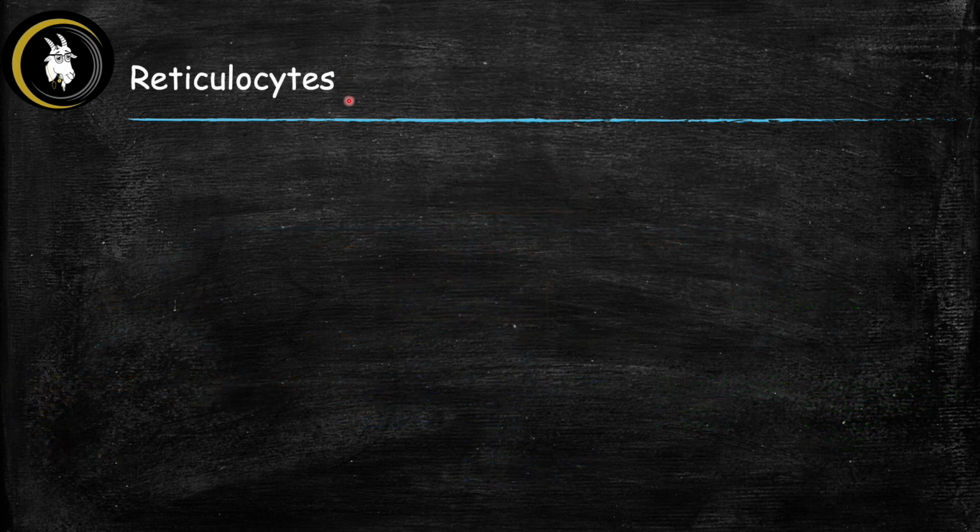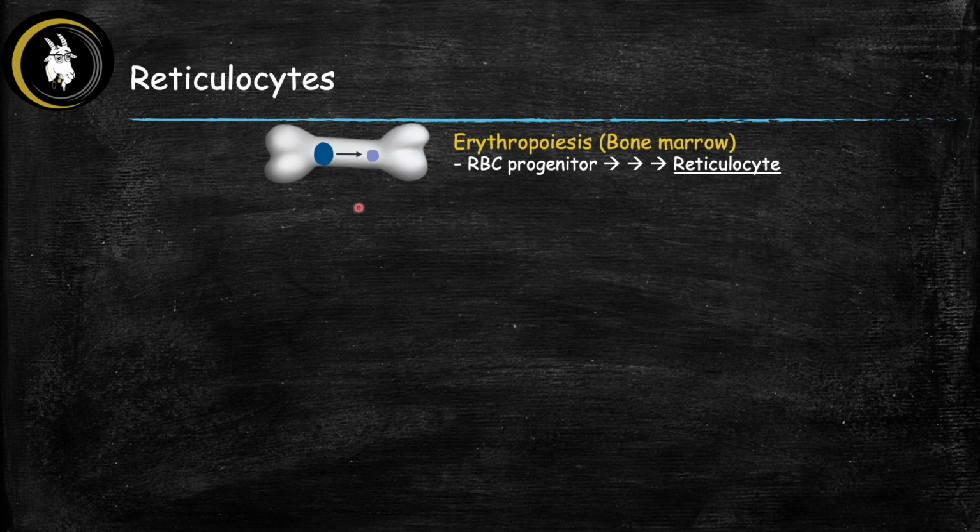So let's learn about these reticulocytes. Red blood cells are made in the bone marrow. This process is called erythropoiesis, which means generation of erythrocytes, which are red blood cells. And the way that it works is that we're going to start off with these red blood cell progenitor cells. And after a series of divisions and differentiation, we're going to end up with this red blood cell that's finally ready to leave the bone marrow, hit the circulation, and do its job.